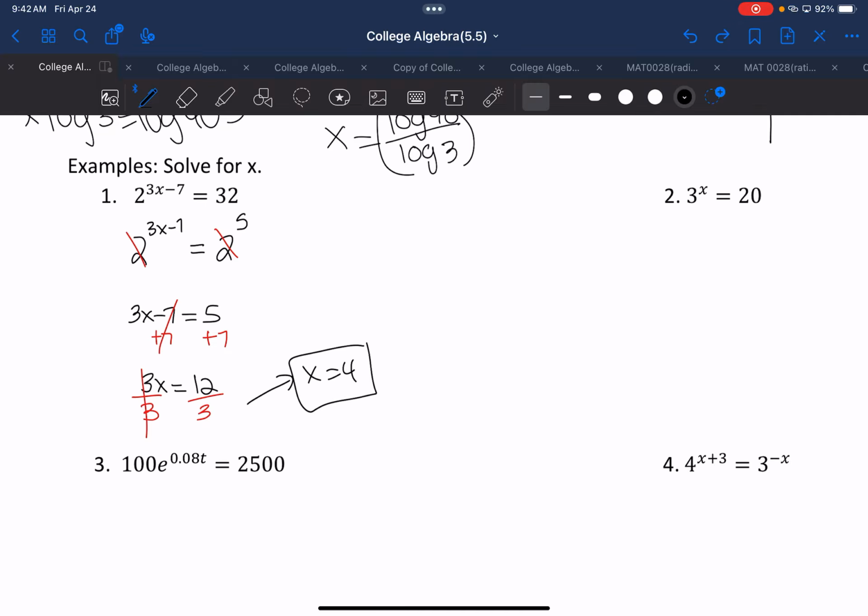For these, it's not mandatory that you check them. It's just a tool that you can use to check your work. There's no restrictions on these type of equations. But when we get to logs, there will be restrictions on logarithmic equations, and we will have to check our answer. So that's one of those mandatory types of equations that you have to check.